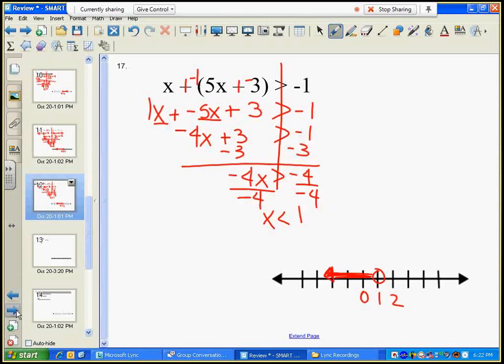1 is bigger than all my values. I'm actually going to check this for fun, I think. Okay, so I'm going to pick a value that I said was true. I'm going to pick 0. That's an easy one. I'm going to stick it in my original equation.